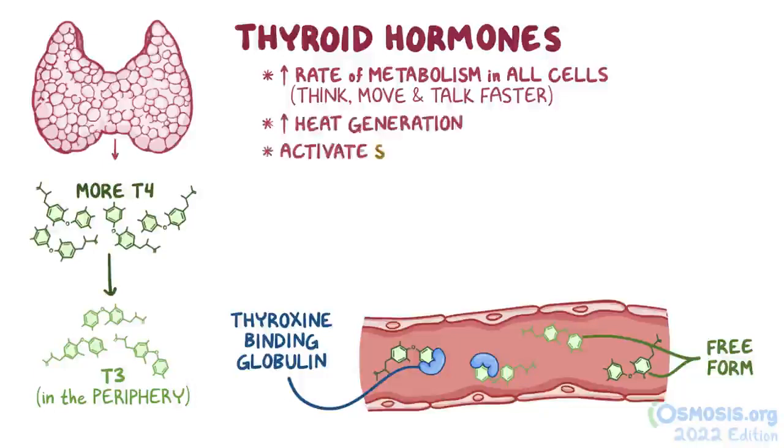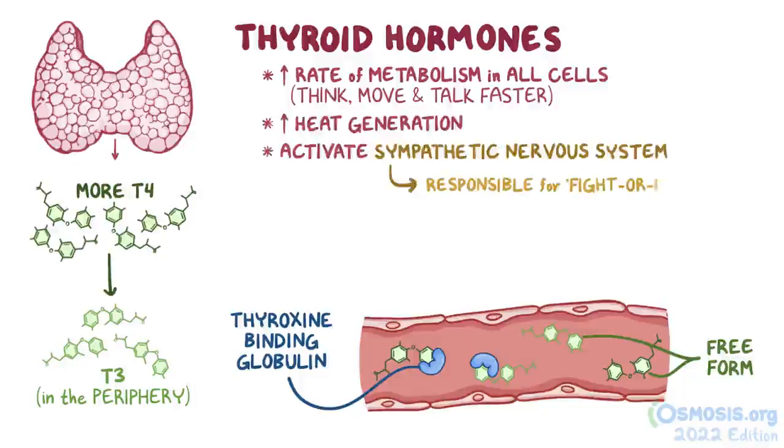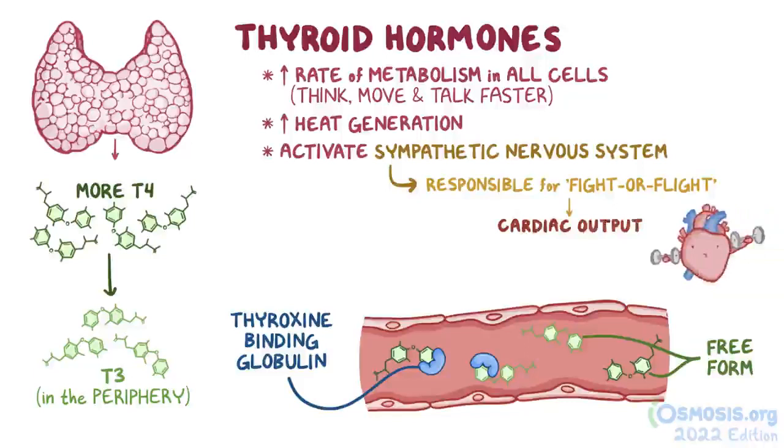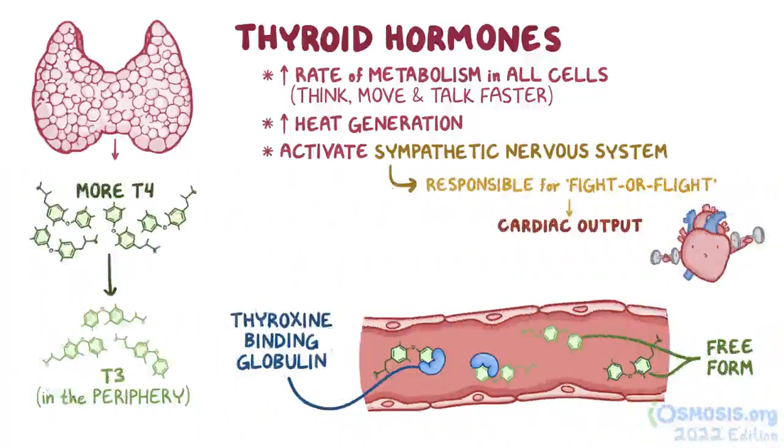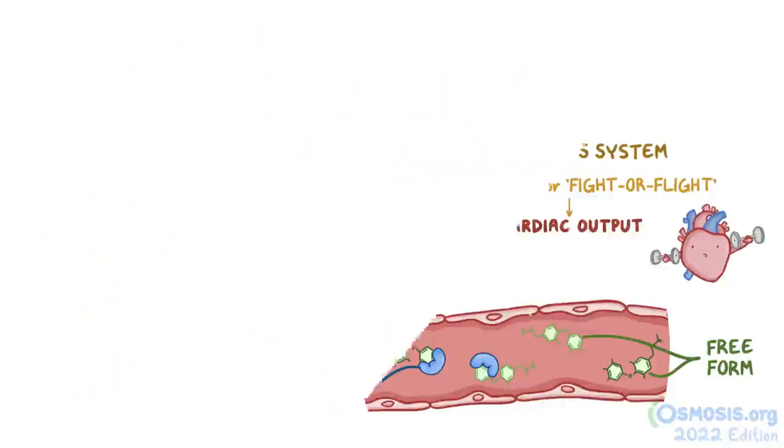They also activate the sympathetic nervous system, the part of the nervous system responsible for our fight or flight response, increasing cardiac output. Thyroid hormones are important, and the occasional increase is like getting a boost to fight off a zombie or stay warm during a snowstorm. But with hyperthyroidism, it's like the entire body is buzzing at twice the normal rate.